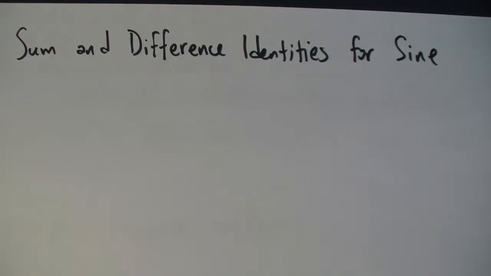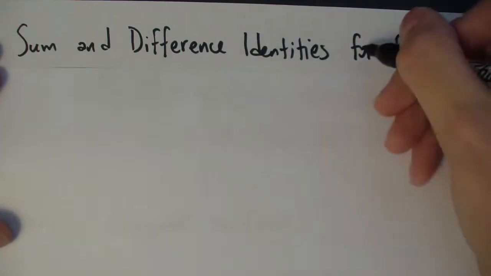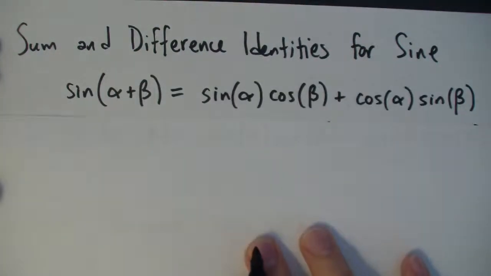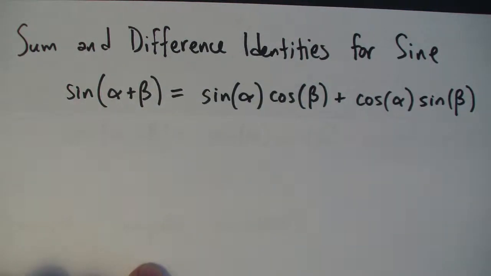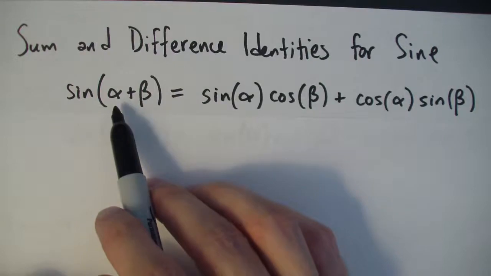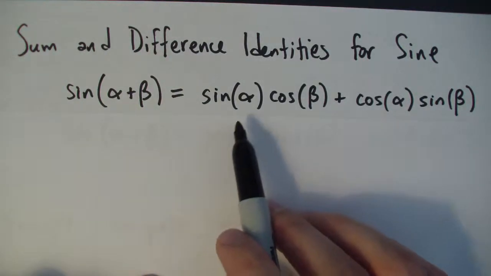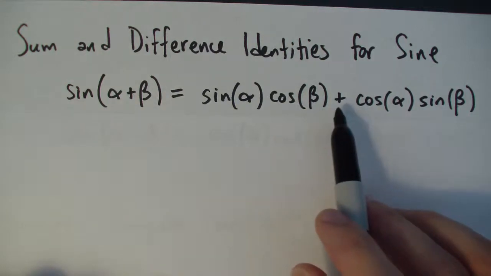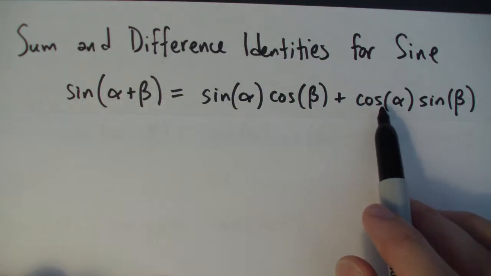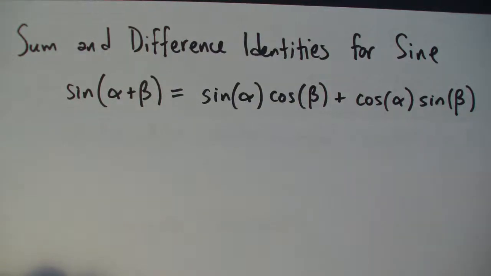Let's talk about the sum and difference identities for sine. So, just like for cosine, we have sum and difference identities for sine. With sine of alpha plus beta, it's a mixed match. We have sine of alpha times cosine of beta plus cosine of alpha times sine of beta.